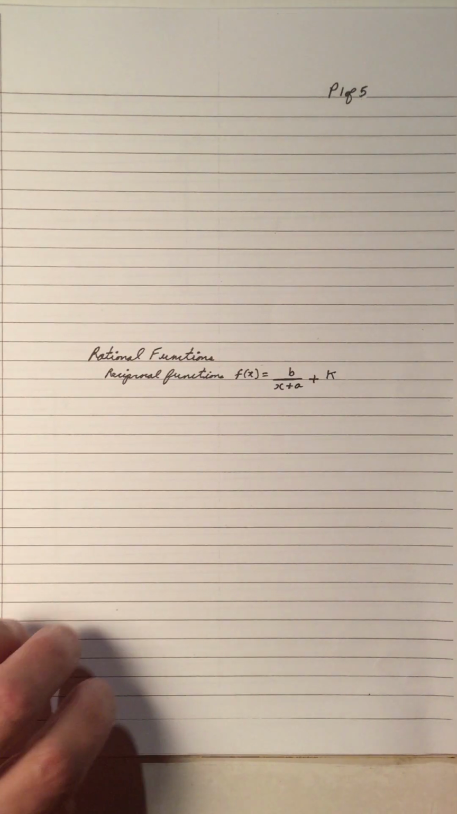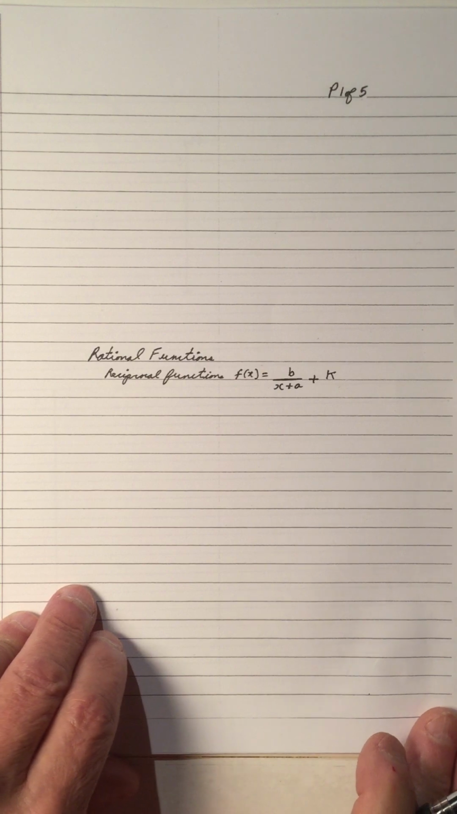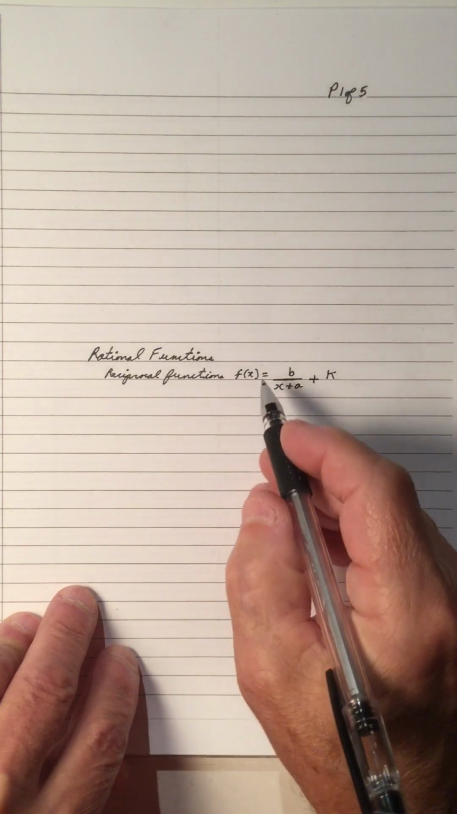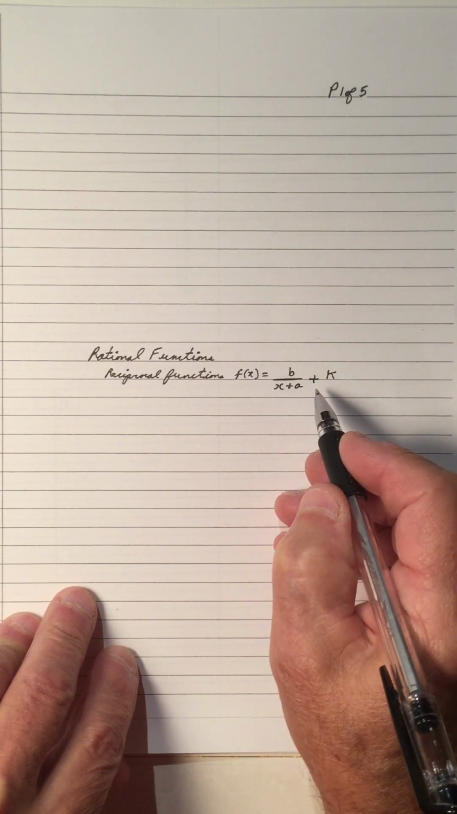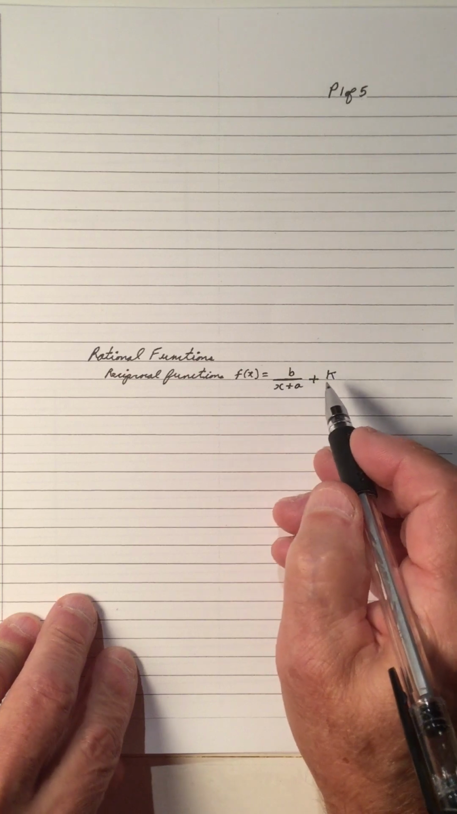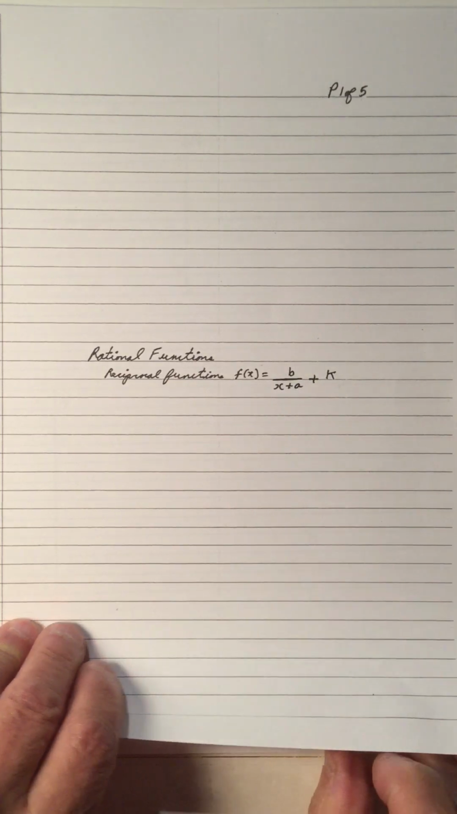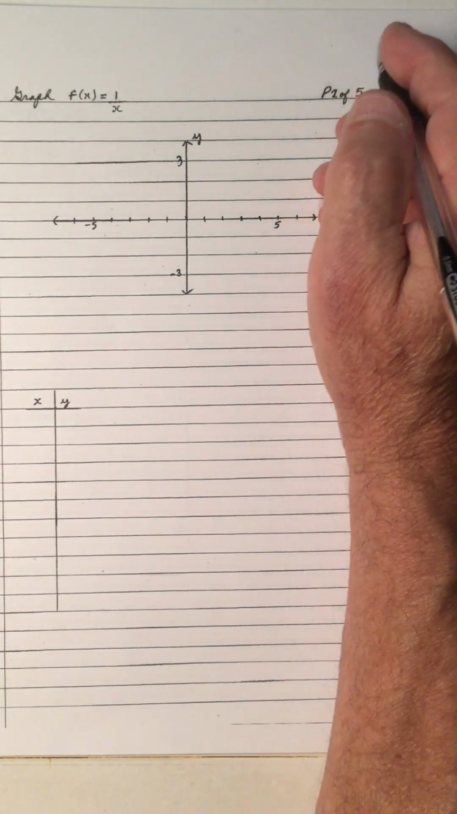Hi, welcome to my video on rational functions. This video is going to be on the reciprocal function f of x equals b over x plus a, plus k, where a, b, and k belong to the real numbers. We normally, in explaining this or doing them, don't have irrational numbers.